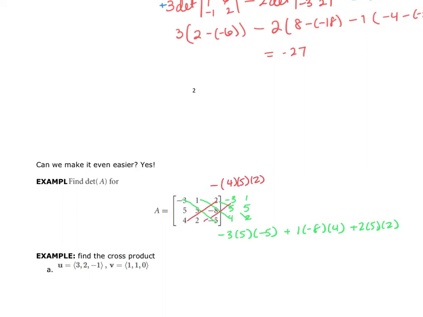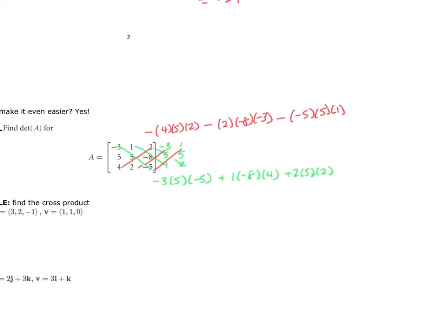Multiplying up this way, it'll be minus 2 multiplied by negative 8 multiplied by negative 3. And then this last one, minus negative 5 multiplied by 5 multiplied by 1. And then I add these two sets of numbers. So I'm going to get a set of numbers up here, I'm going to get a set of numbers down here, and then I'm going to add these two numbers together. And in this case, my determinant is equal to 0.